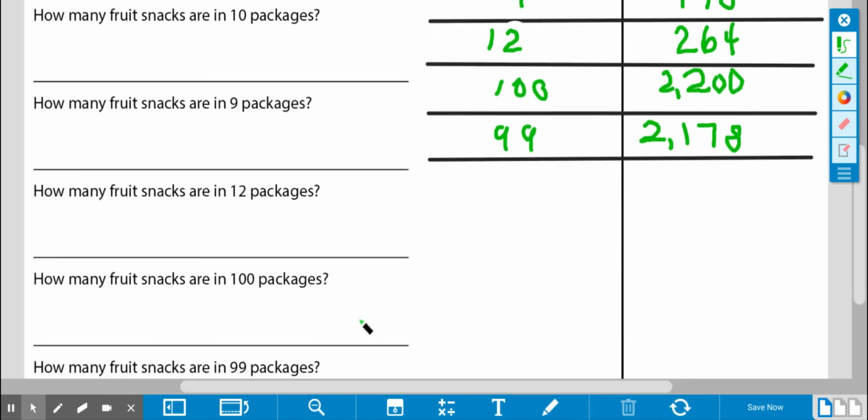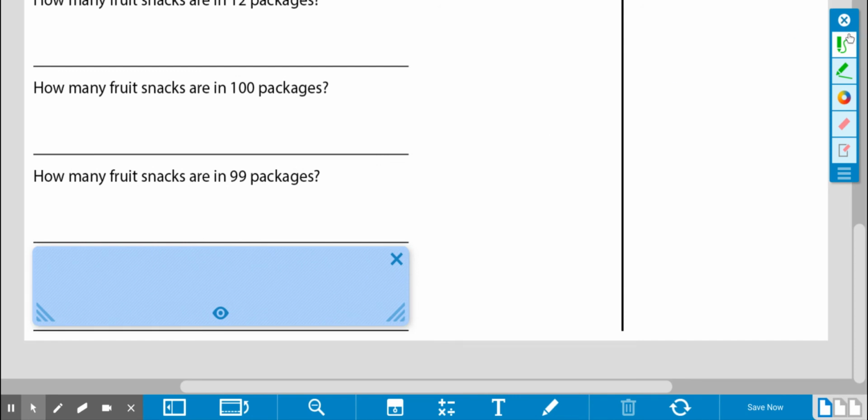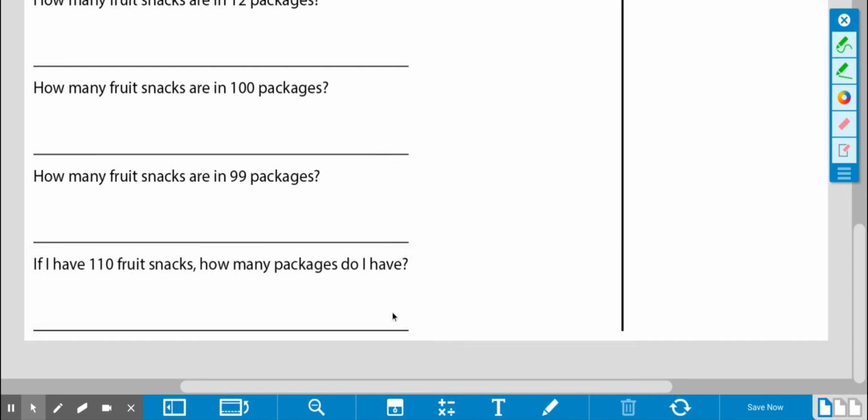All right, our last problem kind of changes how we are thinking about it a little bit. When I read it, it says, if I have 110 fruit snacks. So before, our number was about how many packages it was. And this time it's not about how many packages, it's telling me how many fruit snacks I have. And I want to know how many packages that would equal. So instead of finding the total number of fruit snacks, I'm finding the total number of packages.